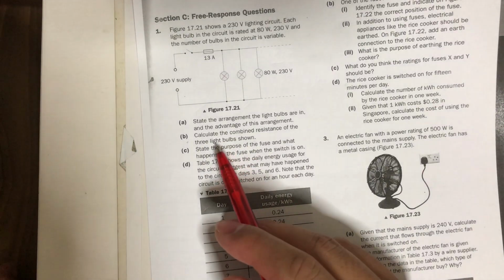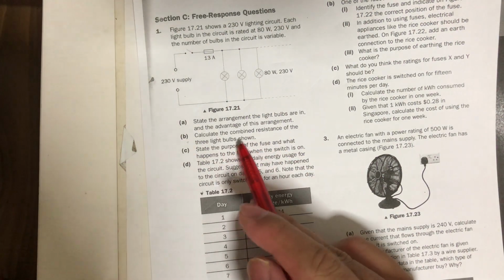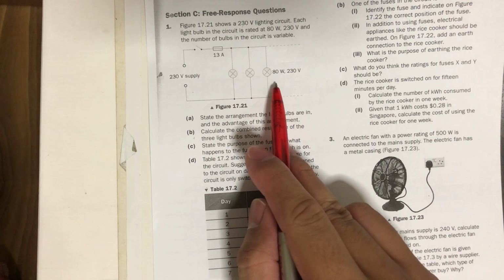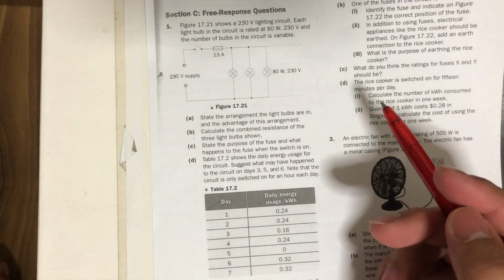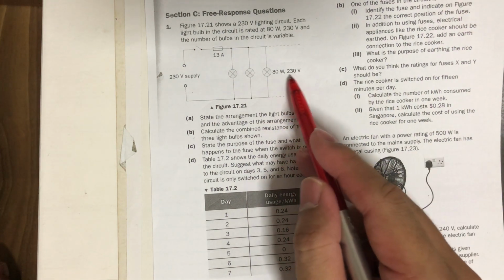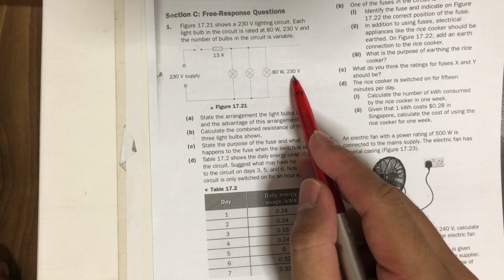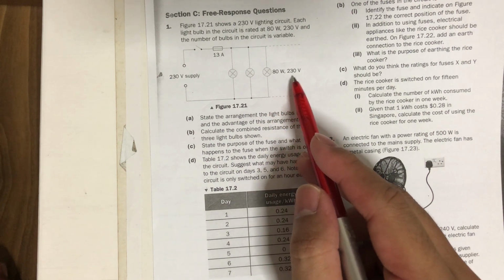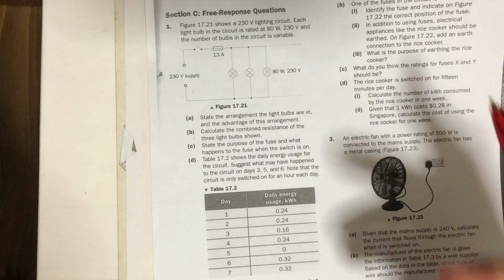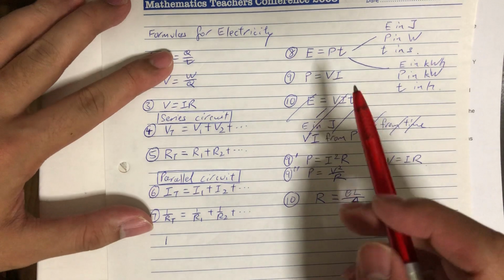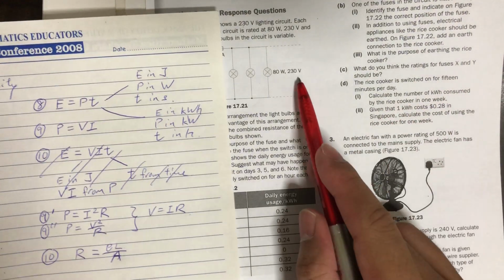Okay, next one, calculate the combined resistance of the 3 light bulbs as shown. Take note, it's 3 light bulbs here, but you notice that the question doesn't give you the resistance for you to calculate straight away, but you do notice that there is information on power and V, potential difference. So how are we going to calculate the resistance from here? Take note of your formulas. You are given power, you are given the potential difference.